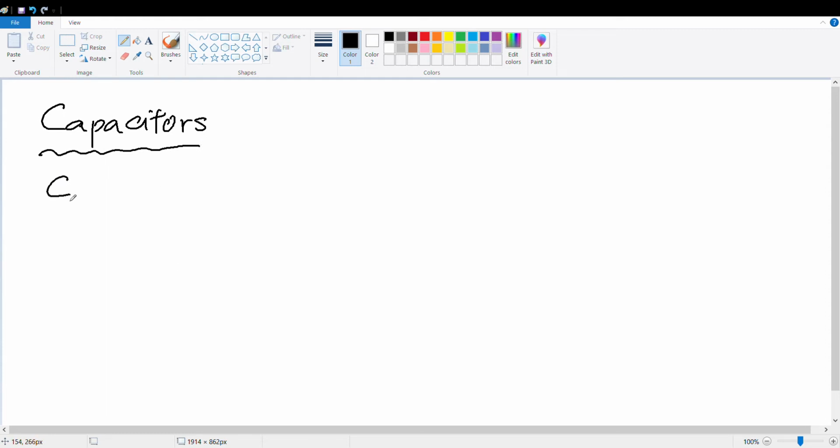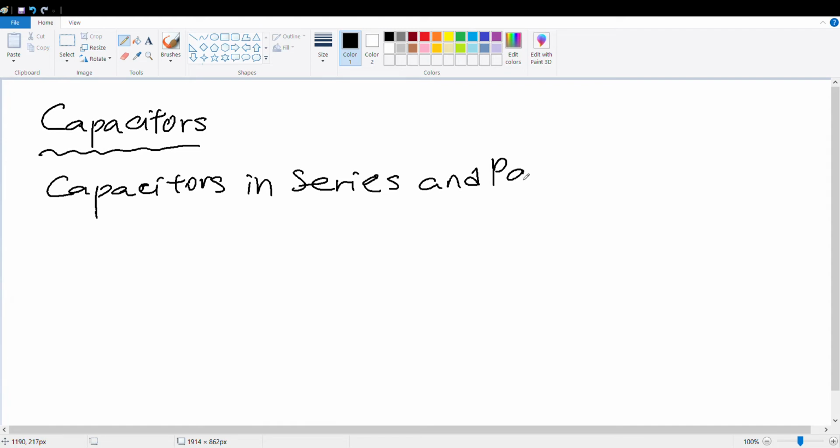So this is capacitors in series and parallel circuits.